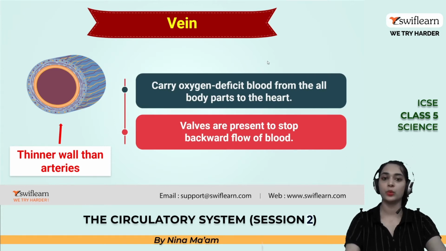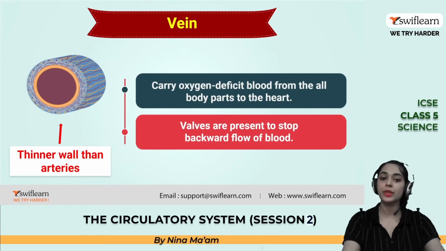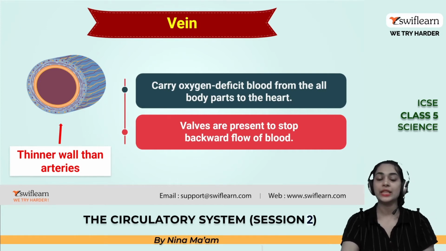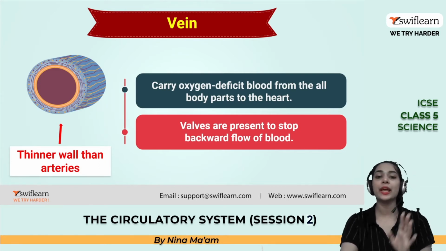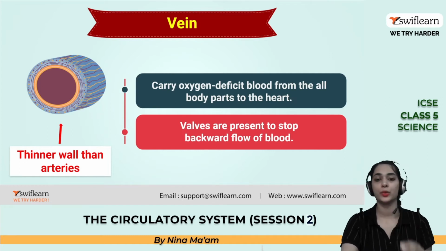So let's note about the veins. Veins have a thinner wall than arteries, and they carry oxygen-deficient blood from the body parts to the heart, through the superior vena cava, inferior vena cava and other veins. The superior and inferior vena cava are the largest veins in our body. Do you know what is the smallest vein? It is the venules. Venules are the smallest veins in our body. Valves are present in the veins to stop the backward flow of the blood.